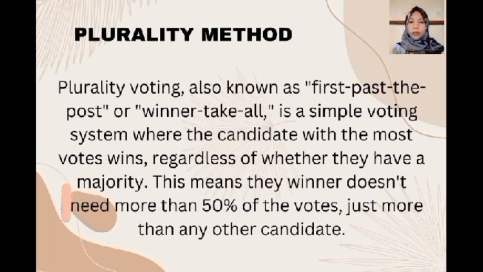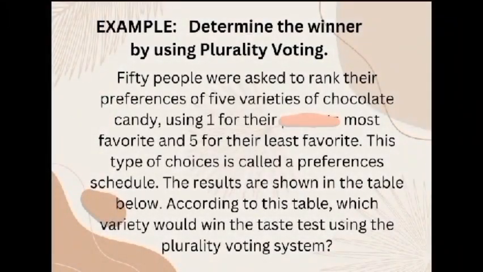So, to fully understand the plurality method, I'll provide one example. For example, determine the winner by using plurality voting. 50 people were asked to rank their preference of 5 varieties of chocolate candy, using 1 for their most favorite and 5 for their least favorite. This type of choices is called a preference schedule. The results are shown in the table below. According to this table, which variety would win the taste test using the plurality voting system?